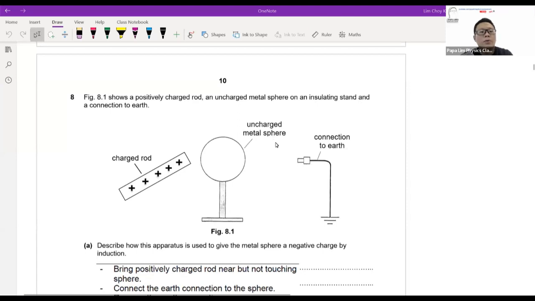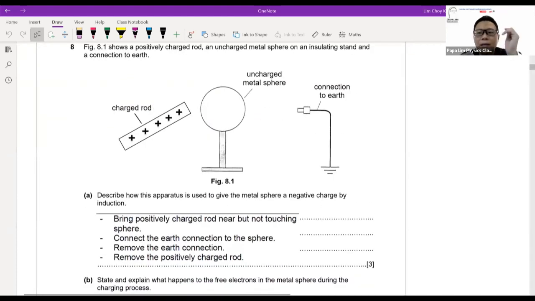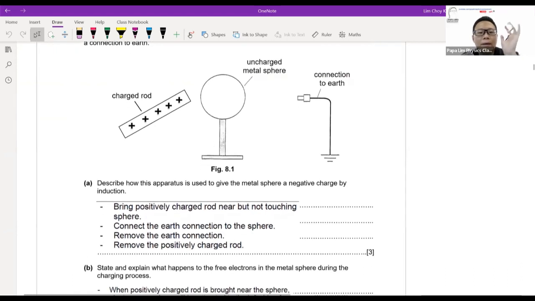Now let's look at question 8. Question 8 is about electrostatic induction and earthing. For this particular question, it is a two-part question, part A and part B. Part A asks you for the steps or procedures to charge a neutral metal sphere negatively.